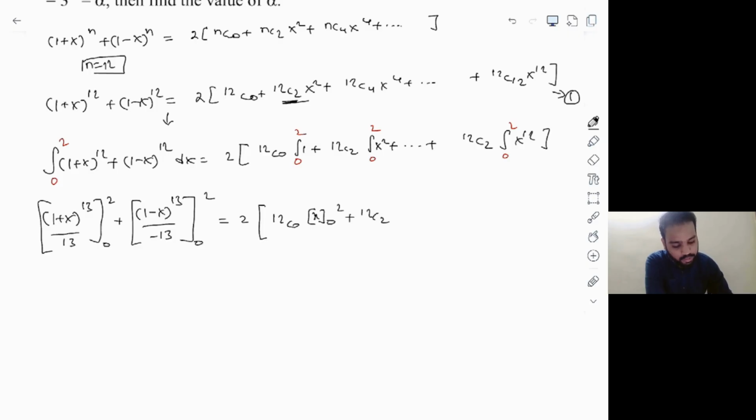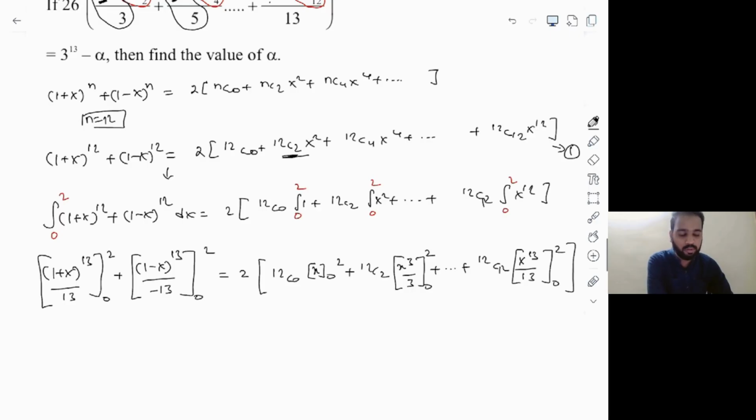Similarly, 12c2 into integration of x square is x cube divided by 3, and again limits are from 0 to 2. And then if you proceed in this way, the last term is going to be 12c12 multiplied by x to the power of 13 divided by 13, where limits are from 0 to 2. Okay. So this is your integration from 0 to 2.